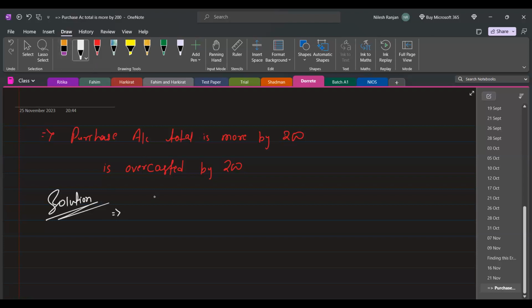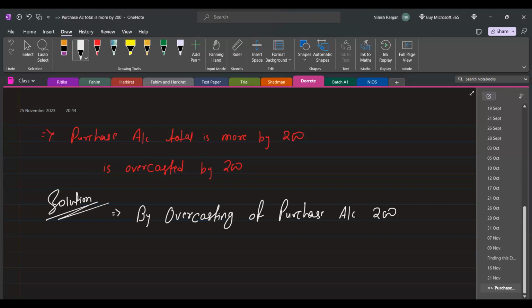which is "by overcasting of purchase account, 200." This is your solution. That's it. You don't have to do anything else other than this.